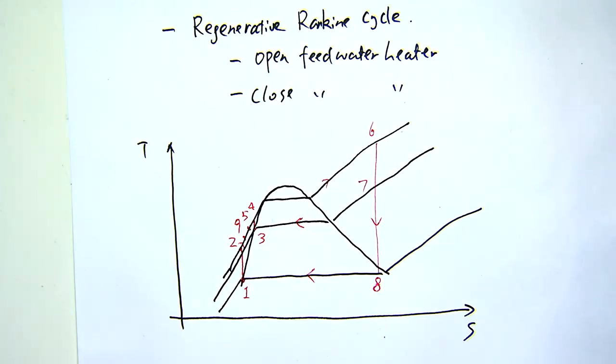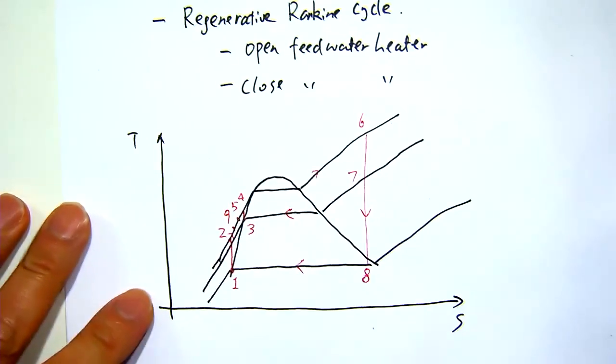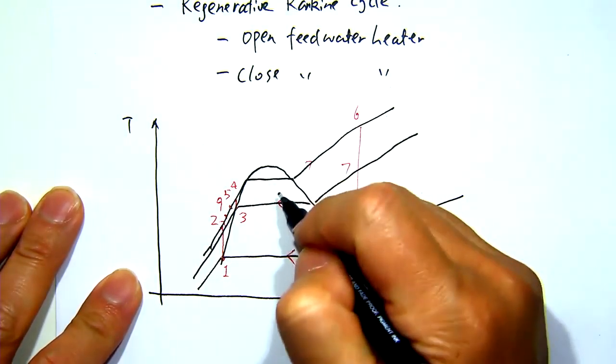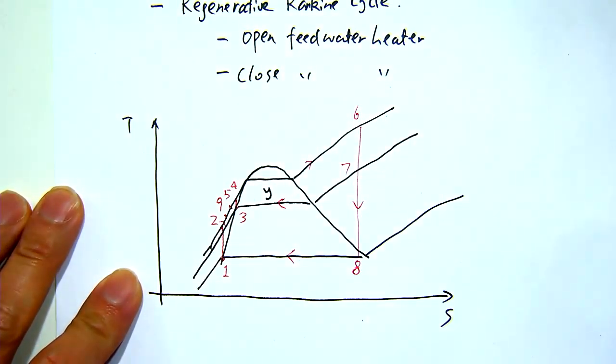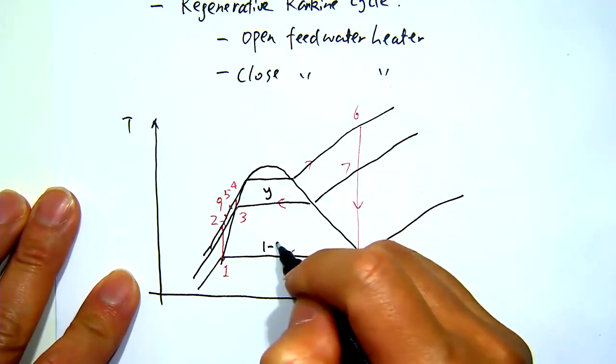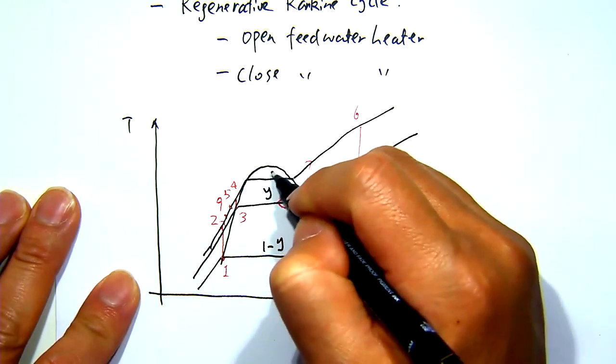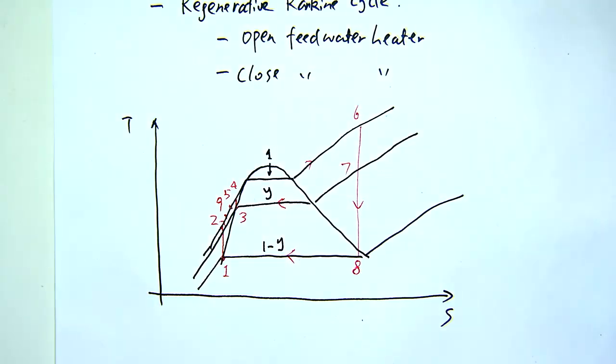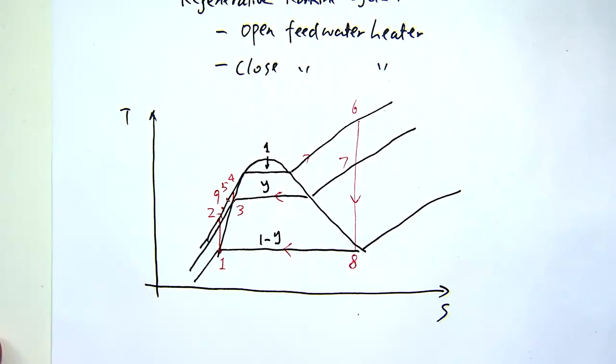All right, so we discussed that the mass fraction or mass flow on each of these processes are not necessarily the same. So here, if we have the y fraction of the steam being directed into the feed water heater, this line would be 1 minus y, and the top line would be 1. Right? So we can calculate the energy term taking into account this mass fraction.